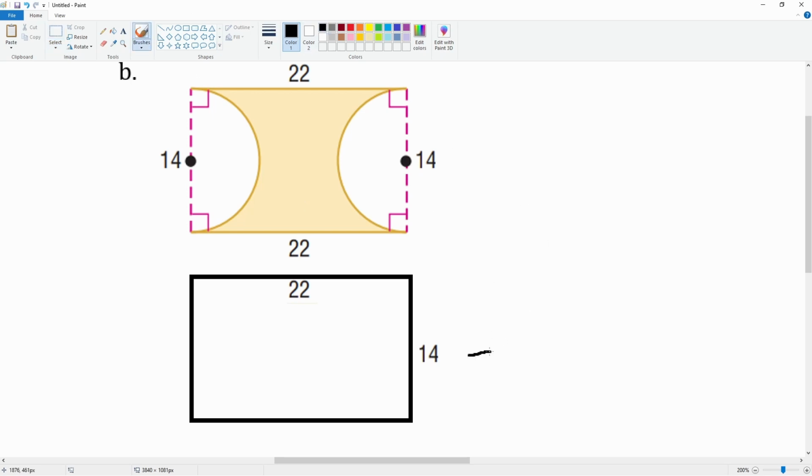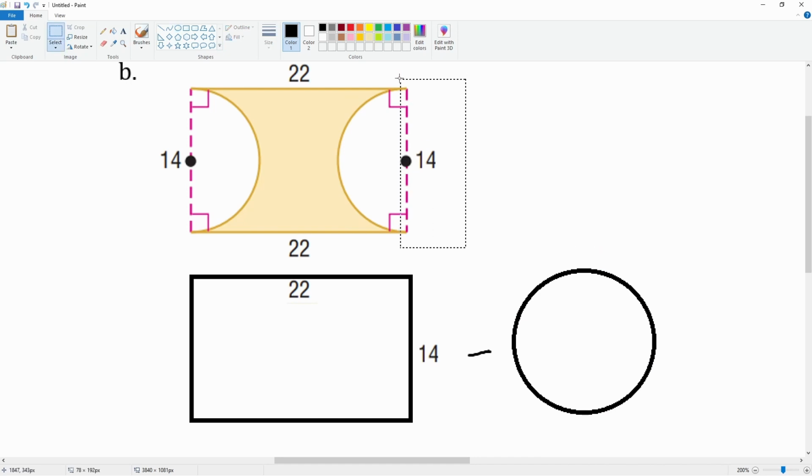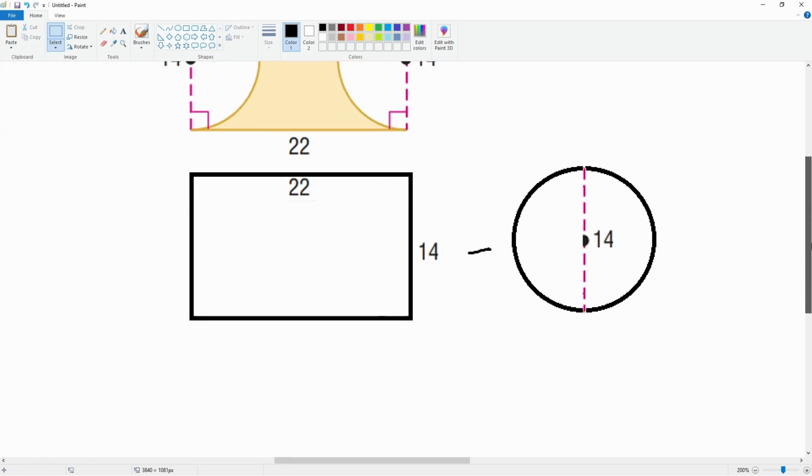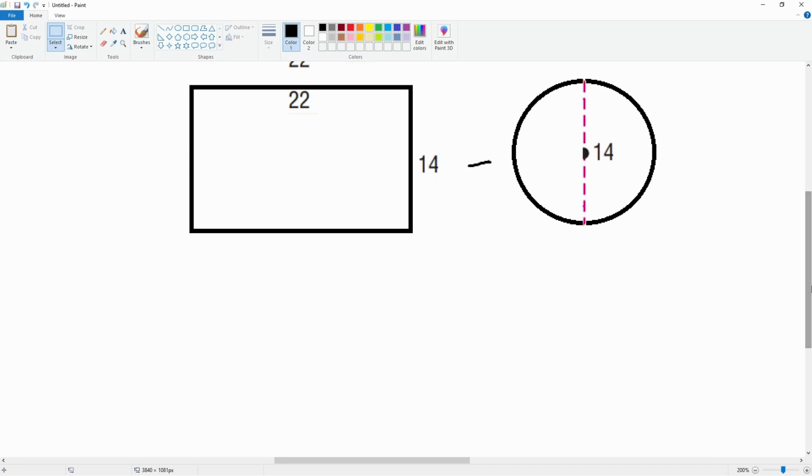Then what we are going to do here is we're actually going to remove something. We're going to subtract. Here's the interesting part. Do you see how this is a half and this is under half? You're going to subtract a whole, and that whole has this radius. It has this radius of 14. So that is essentially what we are going to do.